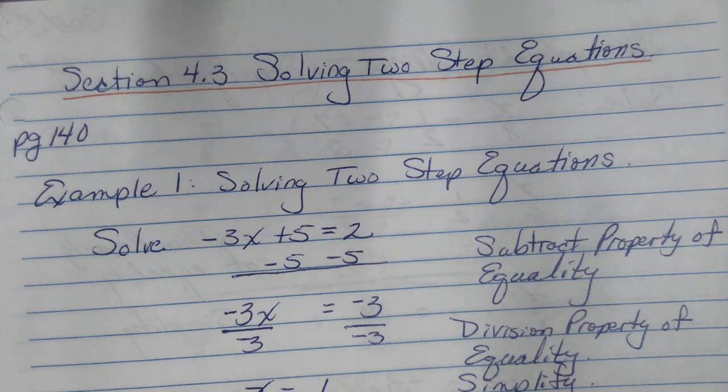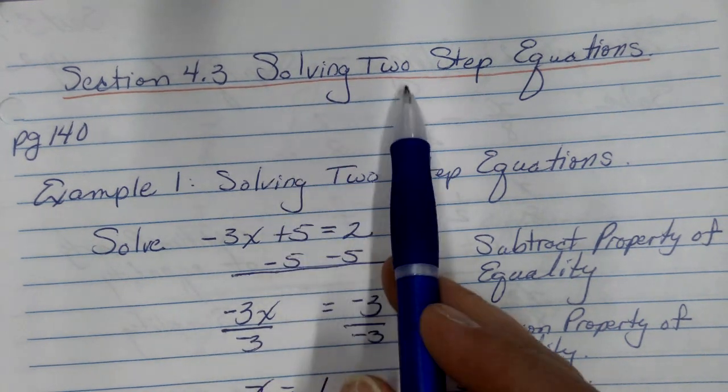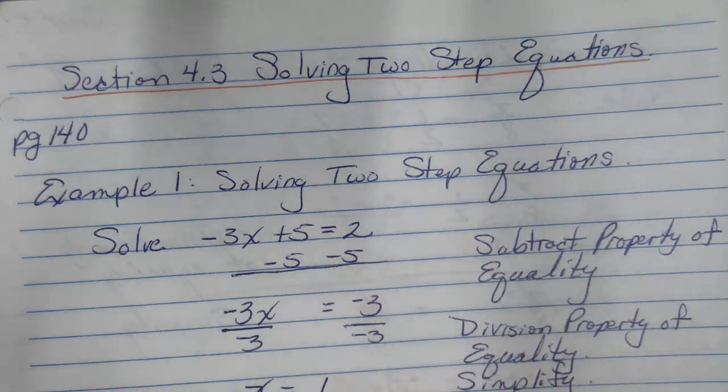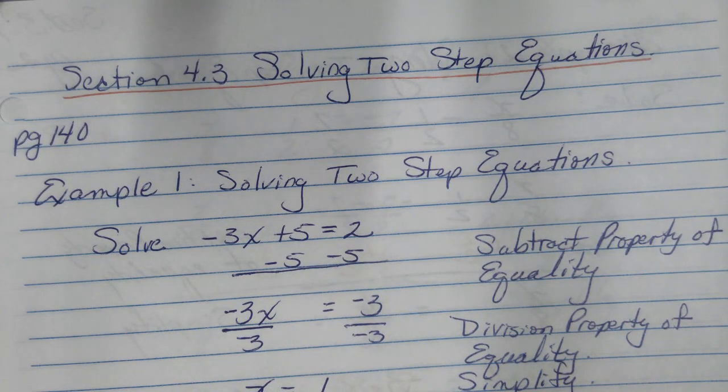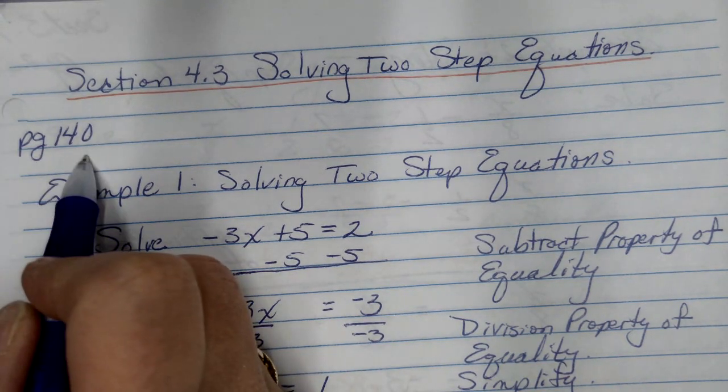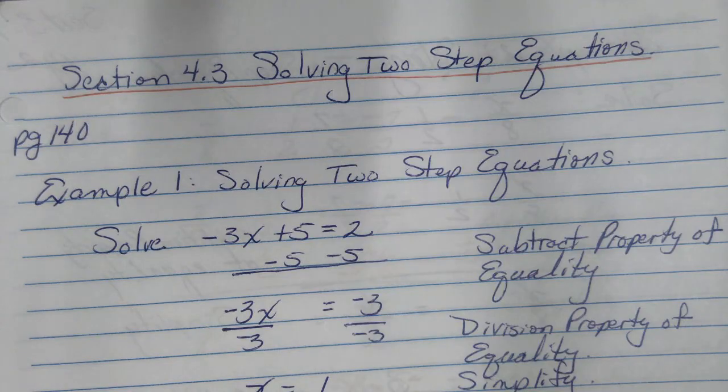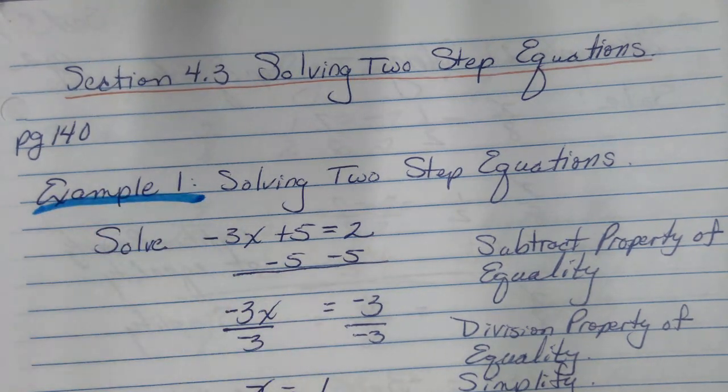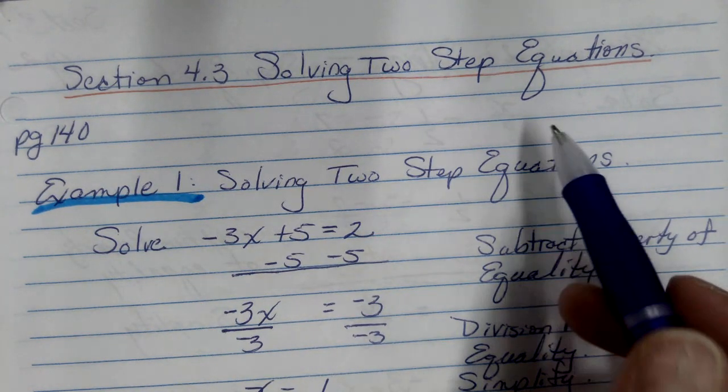Good morning. This is section 4.3, solving two-step equations. In sections 1 and 2 of this chapter, we did solving one-step equations using multiplication, division, addition, and subtraction. This can be found on page 140. We are going to do example 1 here, solving two-step equations.